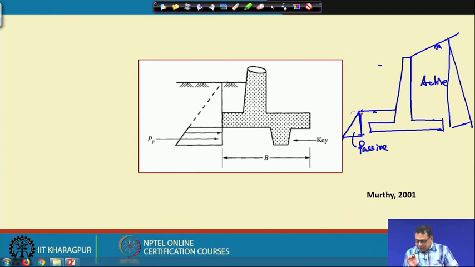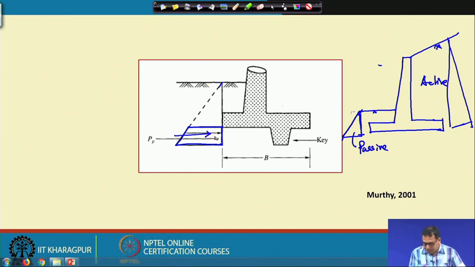But sometimes, if your design is unsafe against sliding, what we do is provide some shear key. This is called a key. In such a case we consider this passive resistance also, because this shear key provides the passive resistance. We calculate this portion of the force and then add it to the resistance in the sliding calculation.